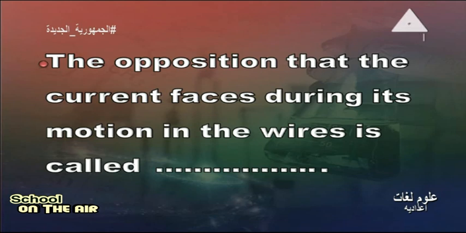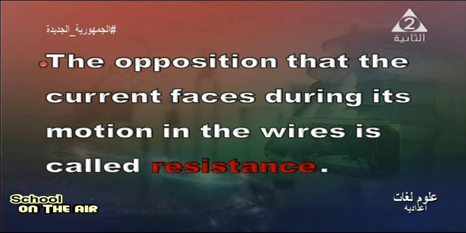The opposition that the current faces during its motion in a wire is called resistance. So we can define resistance with two definitions. We can use the resistance definition in this question: the opposition that the current faces during its motion in the wire. But we can also define resistance from the previous question as the ratio between potential difference and electric current intensity.